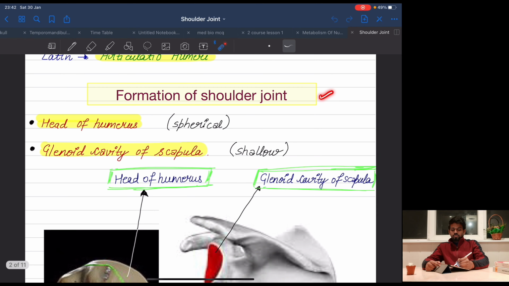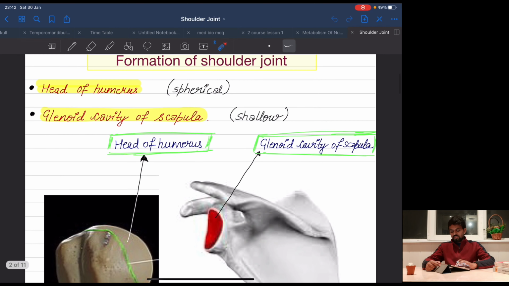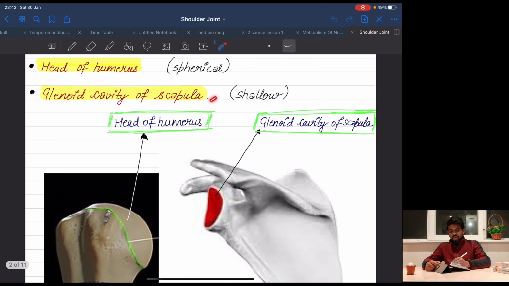Now we come to the formation of the shoulder joint. The shoulder joint is formed by two articular surfaces. How many? Two. Firstly, the head of the humerus, the caput humeri, which is spherical in shape. Then the second articular surface is the glenoid cavity of the scapula, which is shallow. This is the humerus and the glenoid cavity of the scapula. This is spherical and this is shallow, meaning there is space.